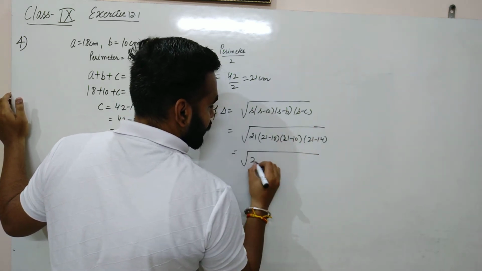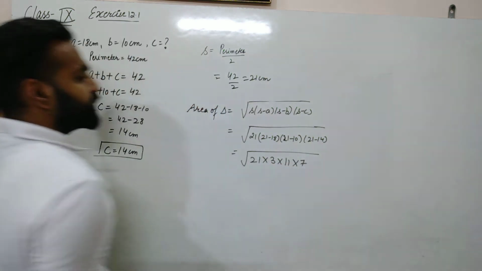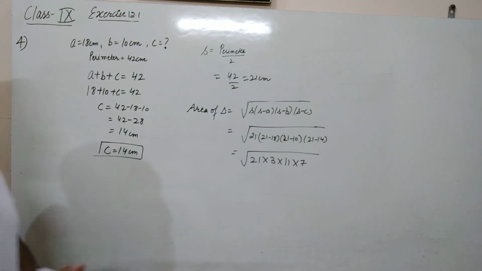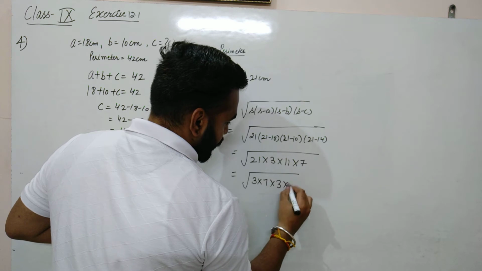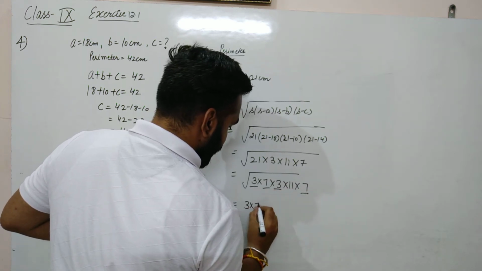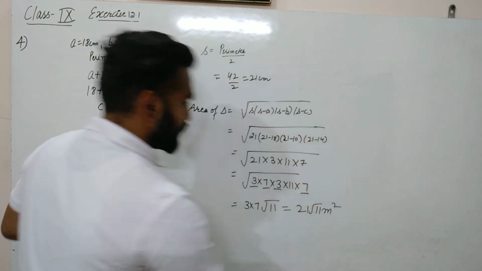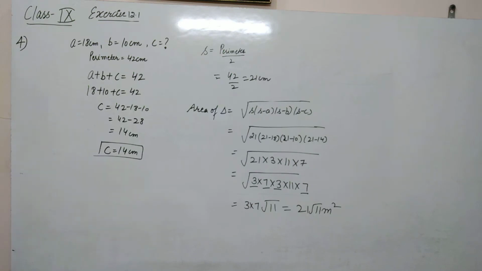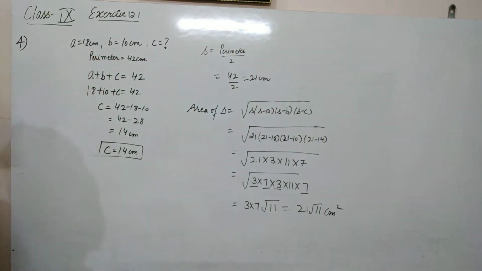So this is equal to 21 into 3 into 11 into 7. So 21 can be written as 3 into 7, one pair of 3, one pair of 7. So this is the area of the triangle. This is centimeter. So this is equal to 21 root 11 centimeter square.